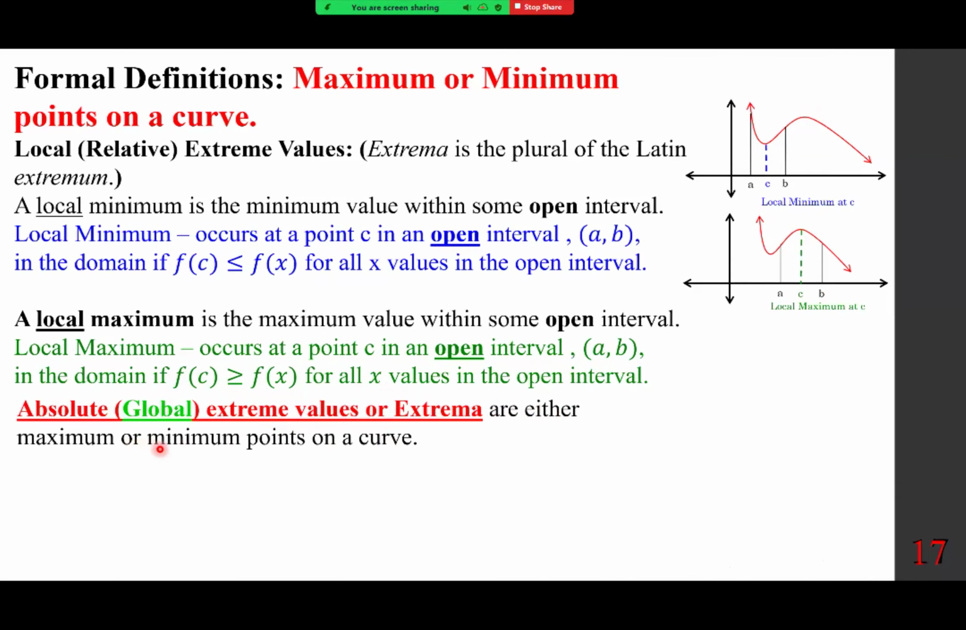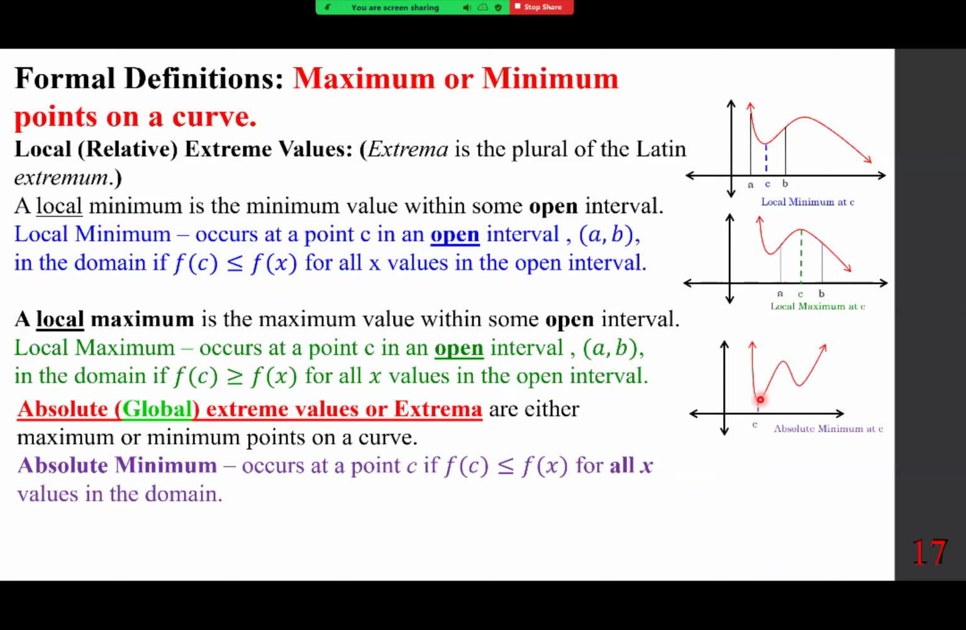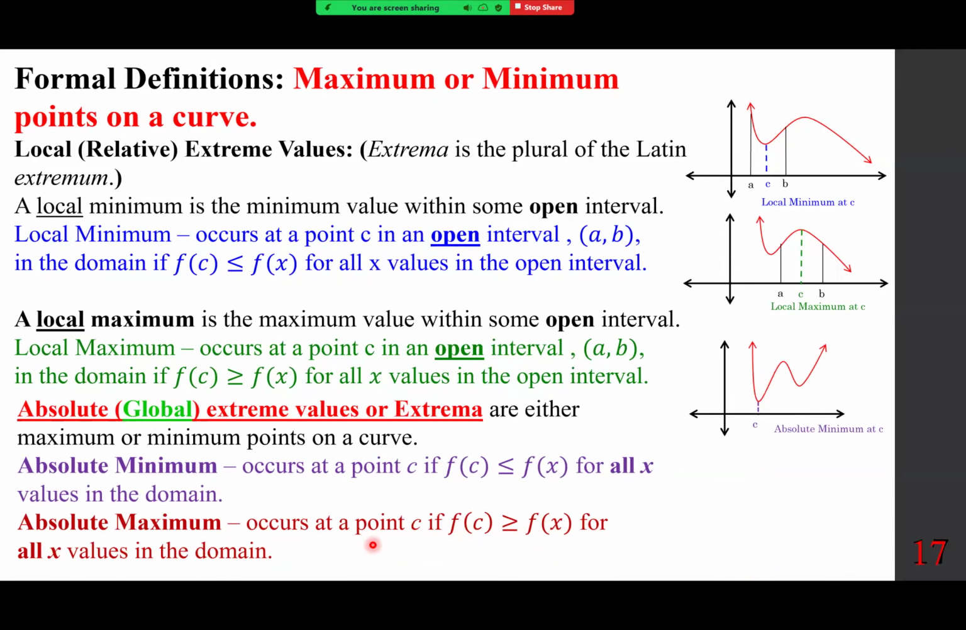An absolute minimum occurs at the point C if f of c is less than or equal to f of x for all, that's the key, for all x values in the domain. When we look at this point, we notice this is not only a local but also an absolute minimum. I will explain that after I go through the last one. An absolute maximum occurs at the point C if f of c is larger than f of x for all x values in the domain. So this one is an absolute maximum.